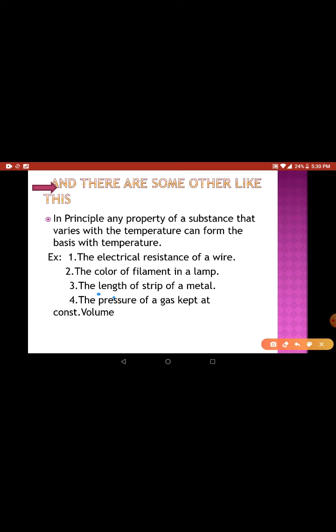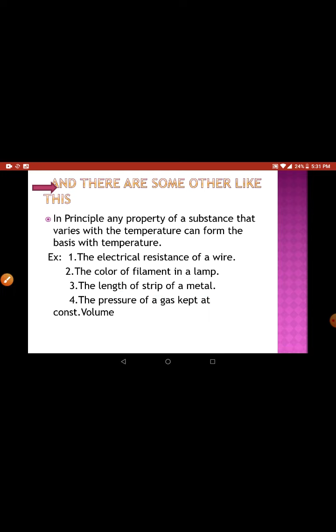One of the other properties, you might have heard, is bimetallic strips, right? Two different metals in contact with each other are used as thermometers based on the thermometric property of their expansion.